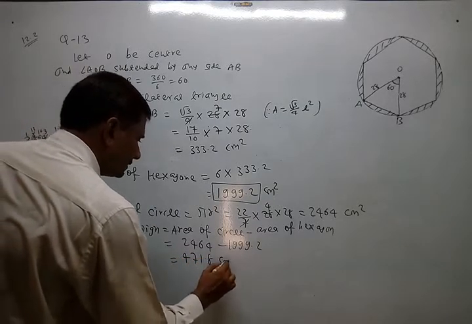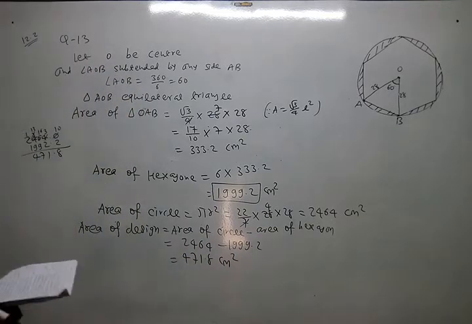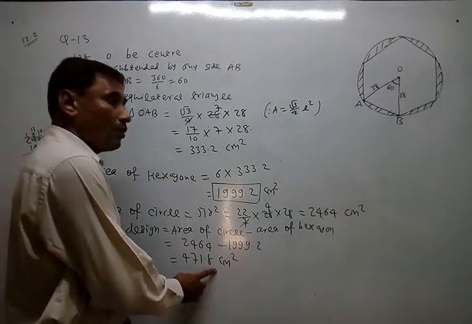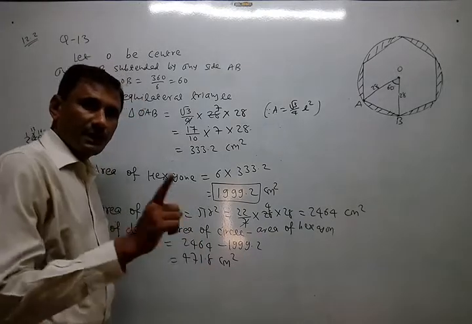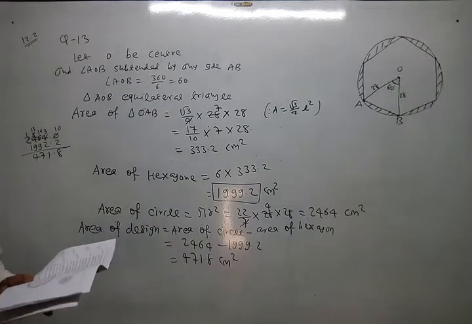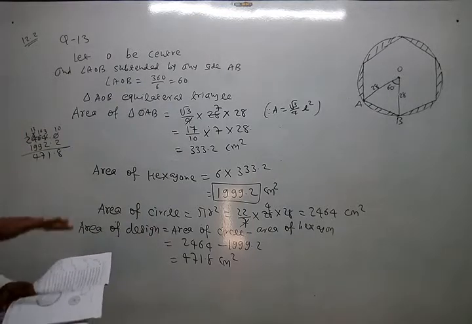471.8 centimeters. Okay, so this is the area of the required portion, but not the final answer. It is not the final answer. Why? Because the cost is asked, so we have to multiply by 0.35. Okay, so the sum is quite long.